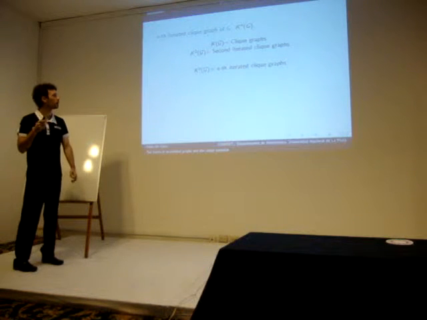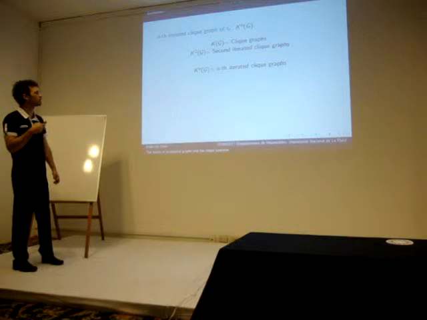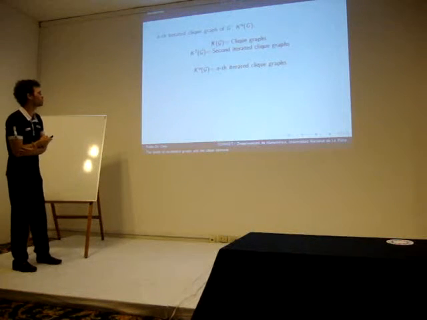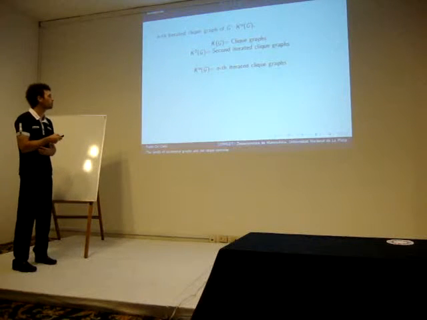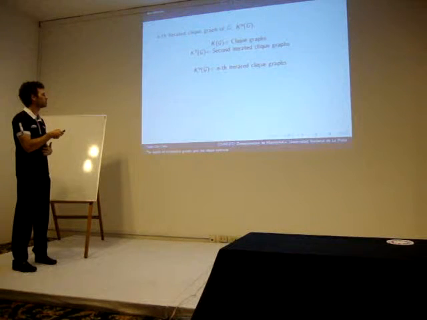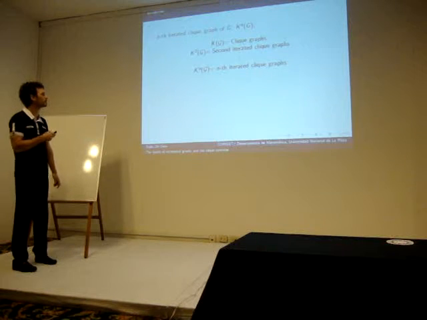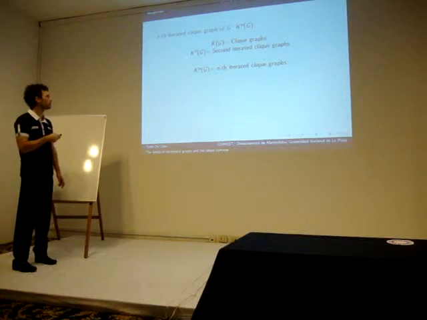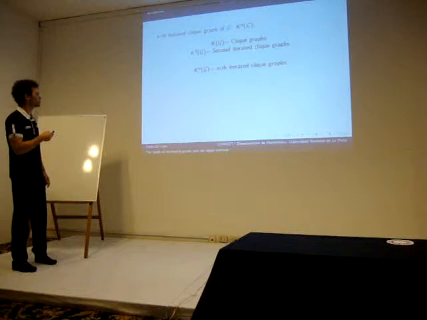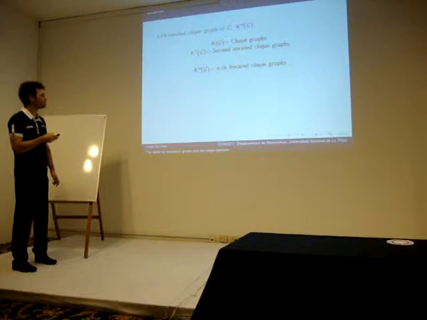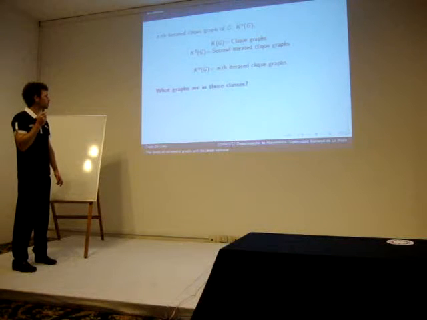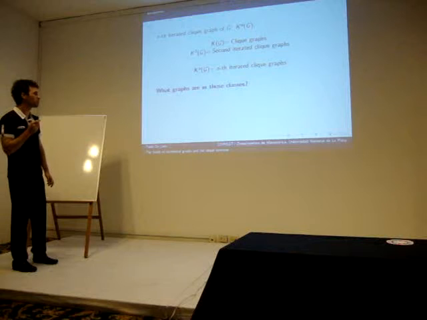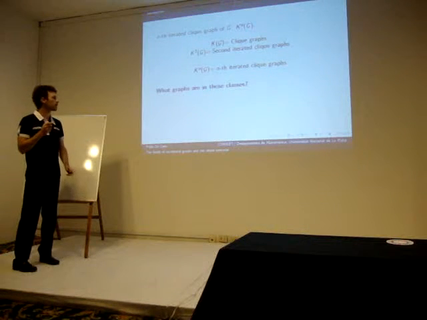Well, when we have a graph G, the image under K to the n of G is called the nth iterated clique graph of G. So if we use this symbol to denote the family of all graphs, K of G is the class of clique graphs, K squared of G is the class of second iterated clique graphs, and so on. This presentation is motivated by the interest in knowing what graphs are in each class.